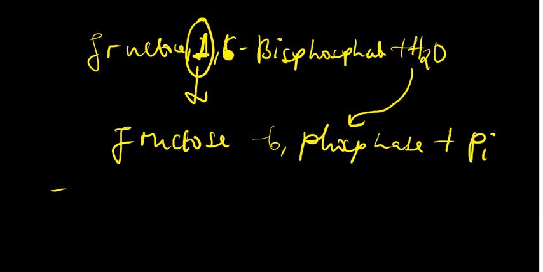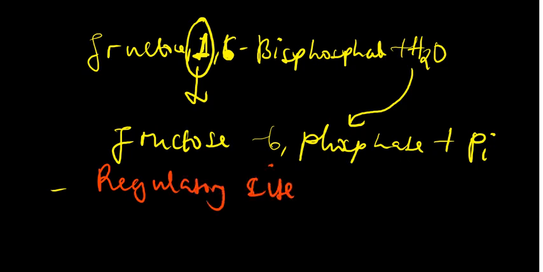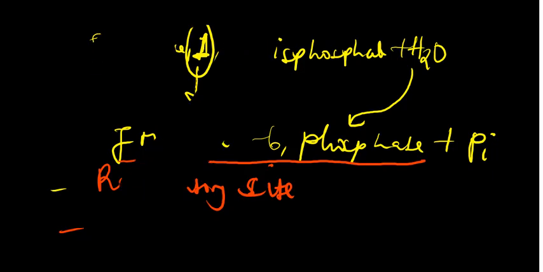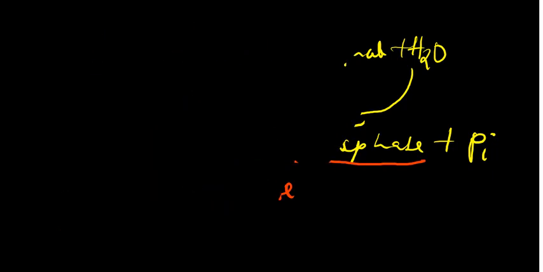What you notice is that this reaction is an important regulatory site. So take note, this is a regulatory site of gluconeogenesis, meaning you're able to regulate the process through this step. What you notice is that this step has inhibitors and it also has activators. We're going to mention that quite shortly.